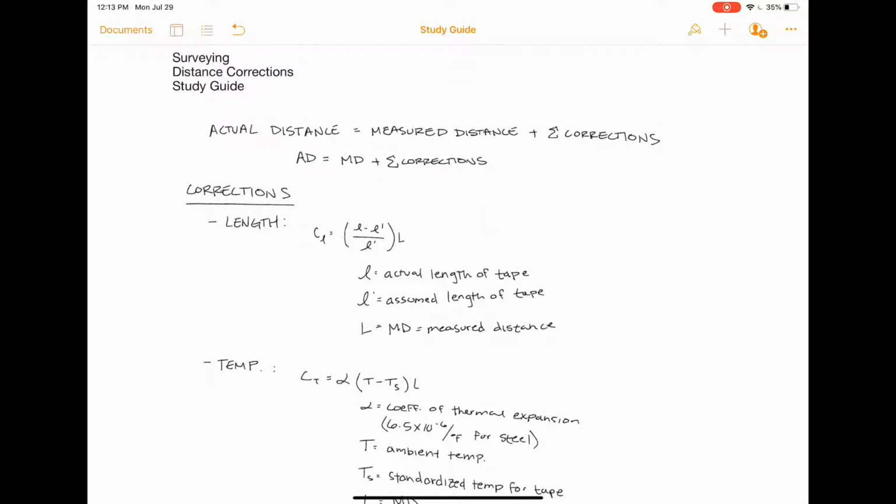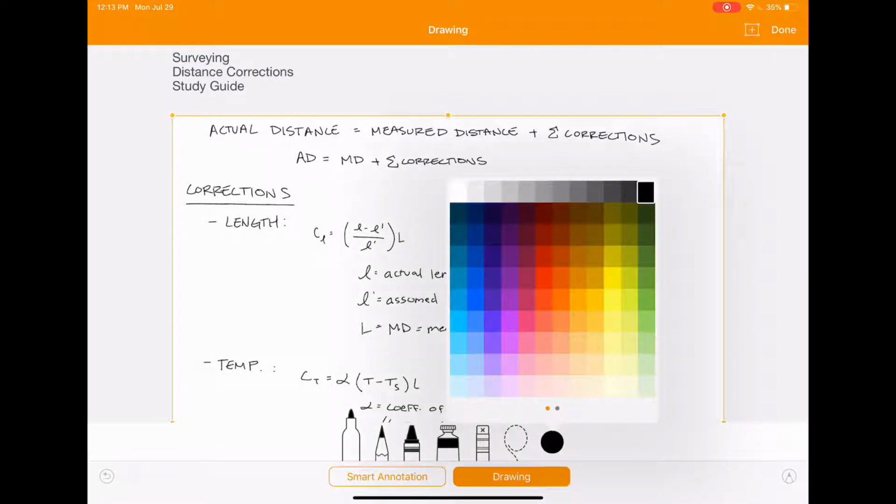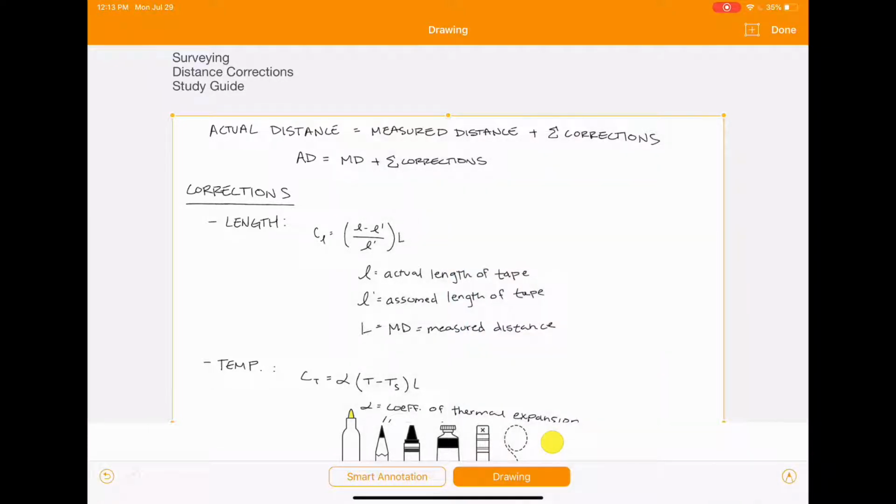The whole purpose of having these corrections is to determine the actual distance, rather than the distance that you measured, because that wasn't correct because of some sort of anomaly. And so your actual distance is going to equal your measured distance plus the sum of all of your corrections.